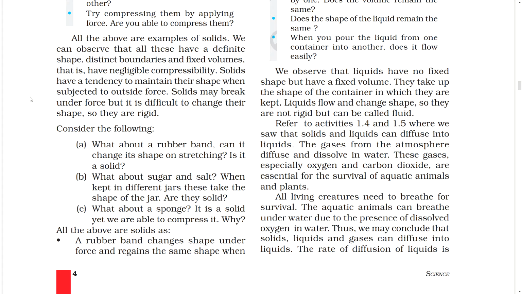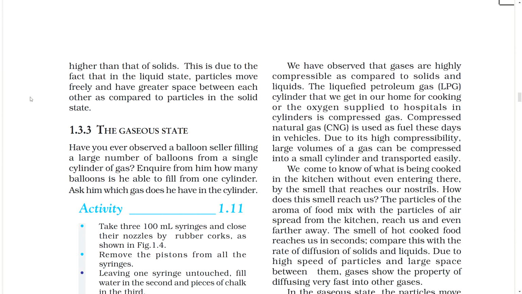All living creatures need to breathe for survival. The aquatic animals can breathe under water due to the presence of dissolved oxygen in water. Thus we may conclude that solids, liquids, and gases can diffuse into liquids. The rate of diffusion of liquids is higher than that of solids. This is due to the fact that in the liquid state, particles move freely and have greater space between each other as compared to particles in the solid state.